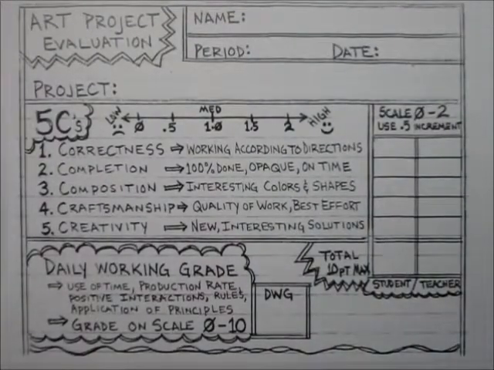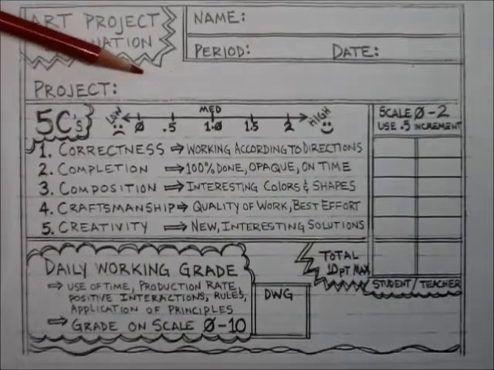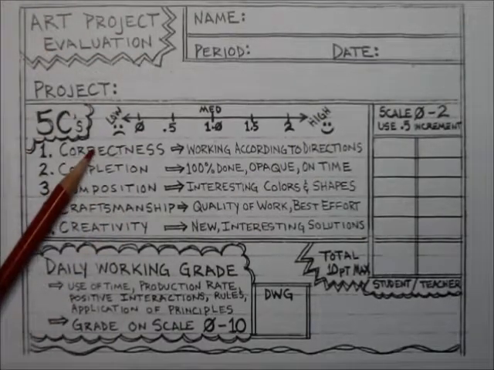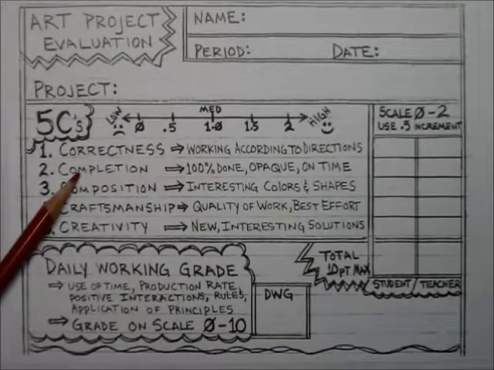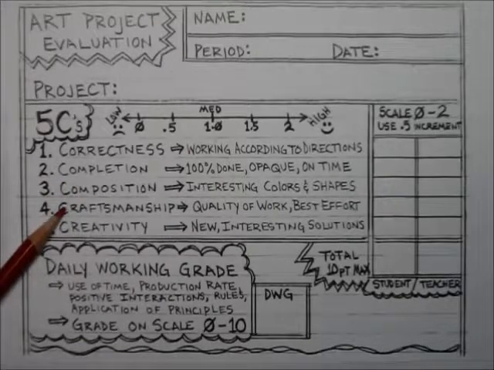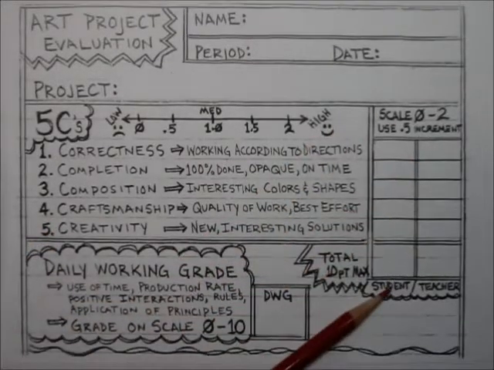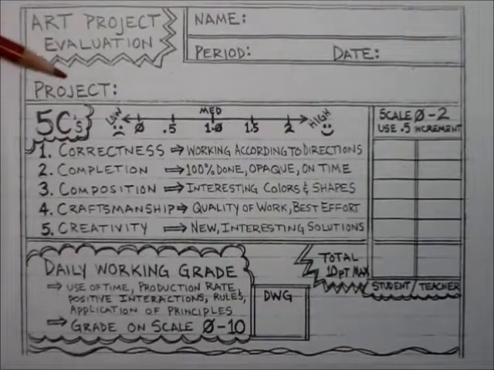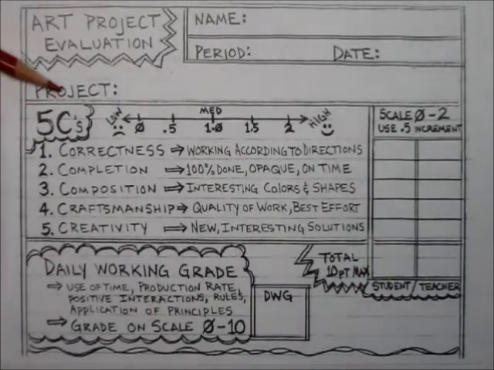So on the project grading form like this, you can see that we put a place for the project, and of course we ask you, did you follow directions? Did you finish the project? Did it have interesting colors and shapes? Did you do your very best? And of course, did you come up with some sort of creative, new and interesting solution? We add all that up, and that's how we get a grade on your art projects.